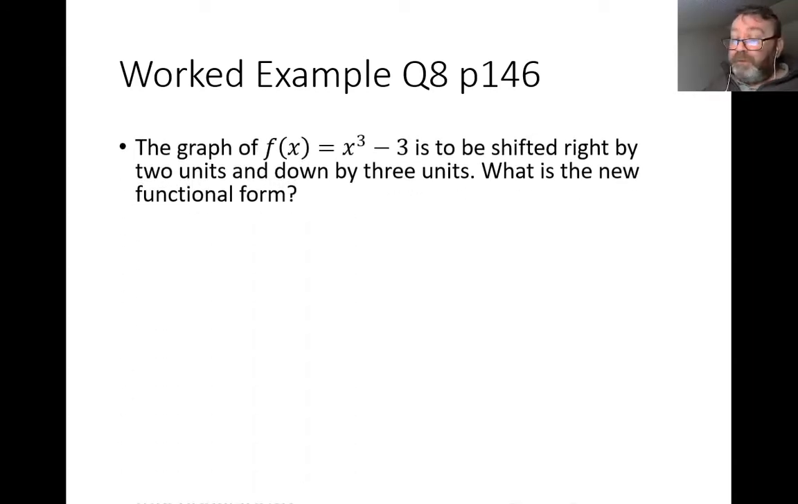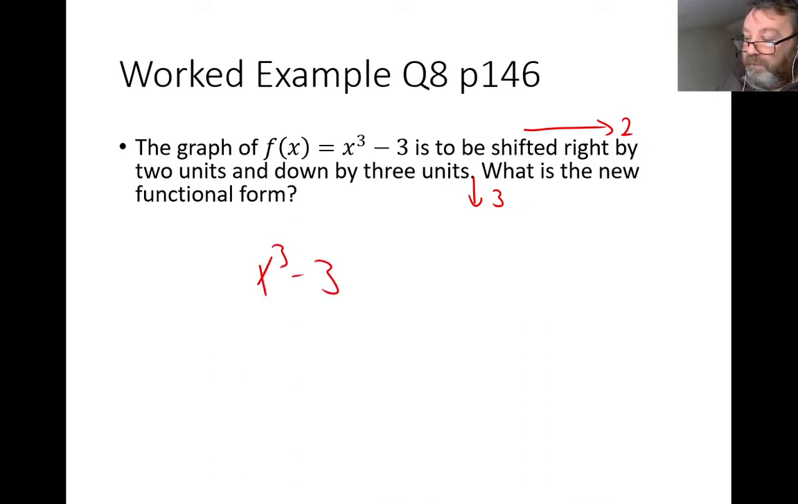So let's take a look at question 8, page 146. The graph of x cubed minus 3 is to be shifted right by 2 units and down by 3 units. What is the new functional form? Now, it's to be shifted right. That's a horizontal shift. Shifted right, okay, by 2 units, and then down by 3 units. So I want to take x cubed minus 3. I want to shift it to the right hand side by 2 and then bring it down by 3.